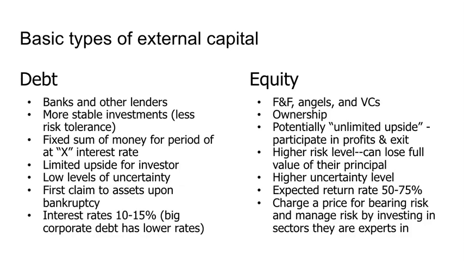If you borrow money from a friend or a family member, that's debt. Debt is usually used for stable investments, lower risk tolerance. There's usually a fixed sum of money for a period of time at a certain interest rate, maybe 10% or 20%, whatever it happens to be. Investors have limited upside. Their goal is to get the repayment of all the interest and the repayment of the principal, and then that's pretty much it.